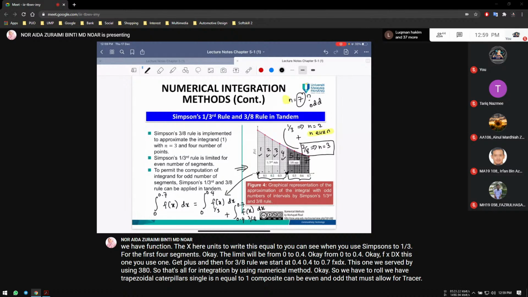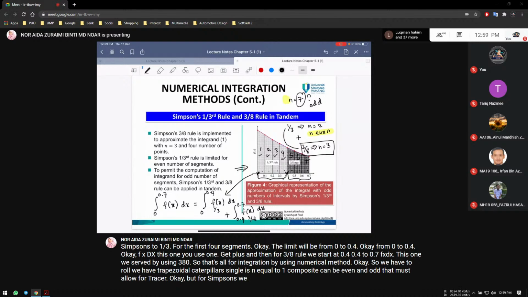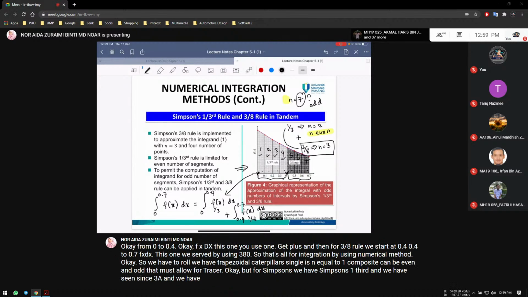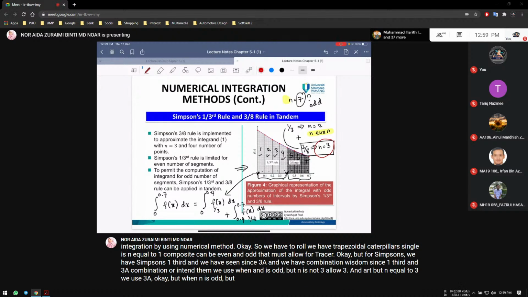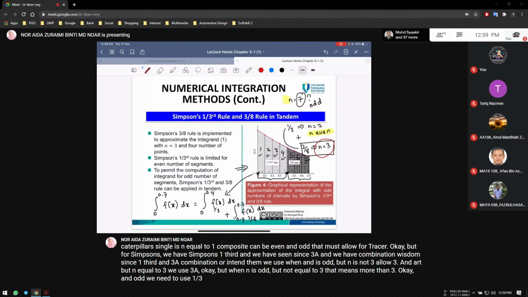But for Simpson's, we have Simpson's 1/3 and Simpson's 3/8, and we have a combination of Simpson's 1/3 and 3/8. The combination, or in tandem, we use when n is odd but n is not 3. If n is odd but n equal to 3, we use 3/8. But when n is odd but not equal to 3, that means more than 3, we need to use 1/3 and 3/8 in tandem.